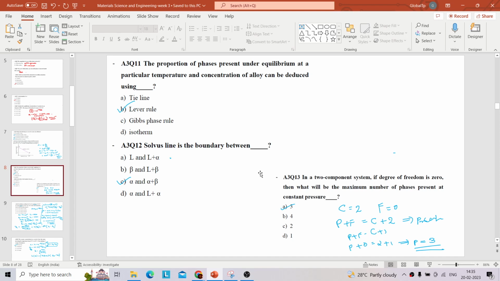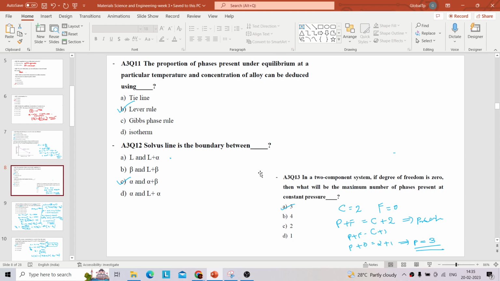But option A is L and L plus alpha. So actually the answer is none of the above, but it said it is wrong. That is how I got the answers. Solidus will be beta and L plus beta, or it can be alpha and L plus alpha also. Otherwise beta and L plus beta also. Yes, both will be right.